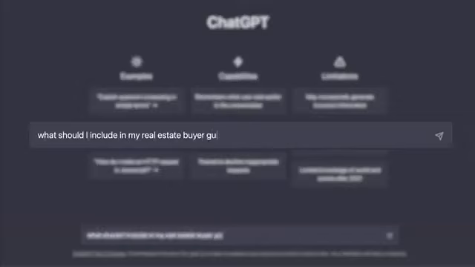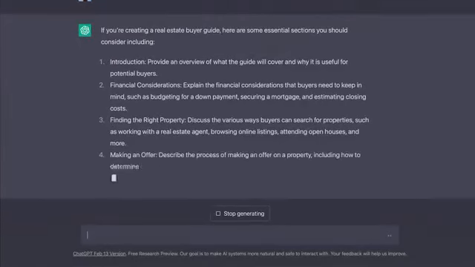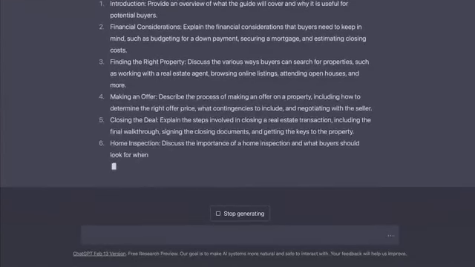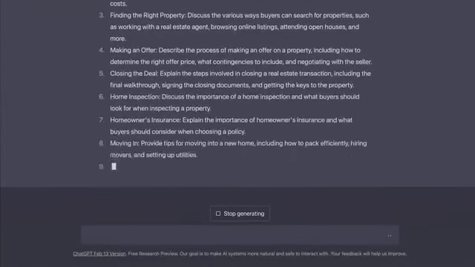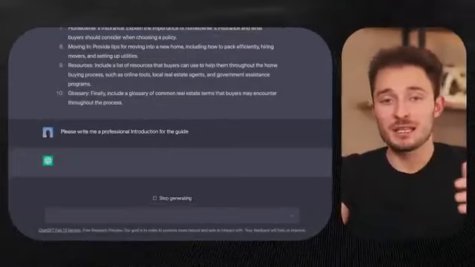So how could we use AI to automate this kind of product? I used ChatGPT for this one. Since there's a few components of one of these real estate packets, I just asked ChatGPT what I should put in my real estate buyer guide. It gave me a breakdown of what I should include, and then I asked it to start writing me portions of text to go in each section.